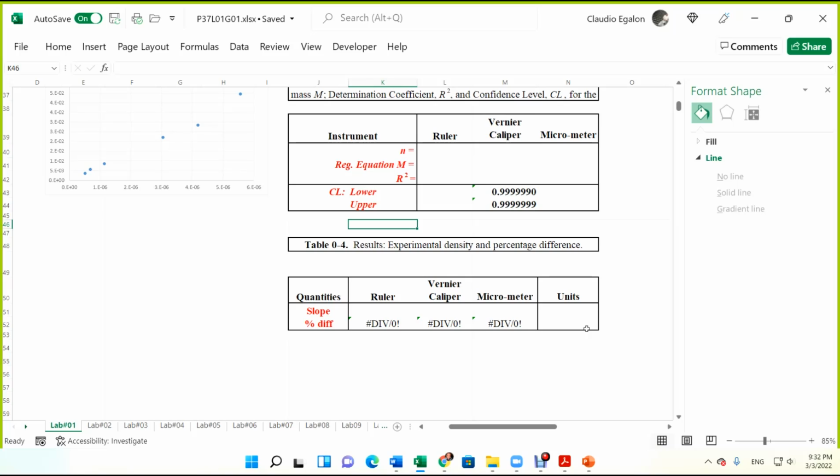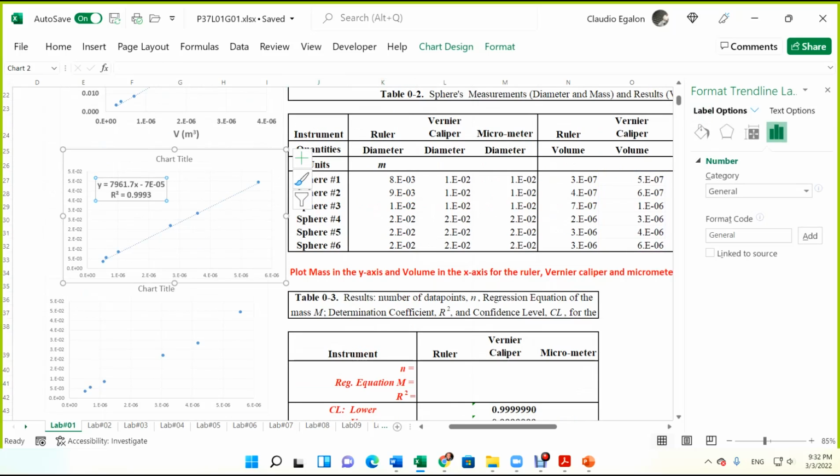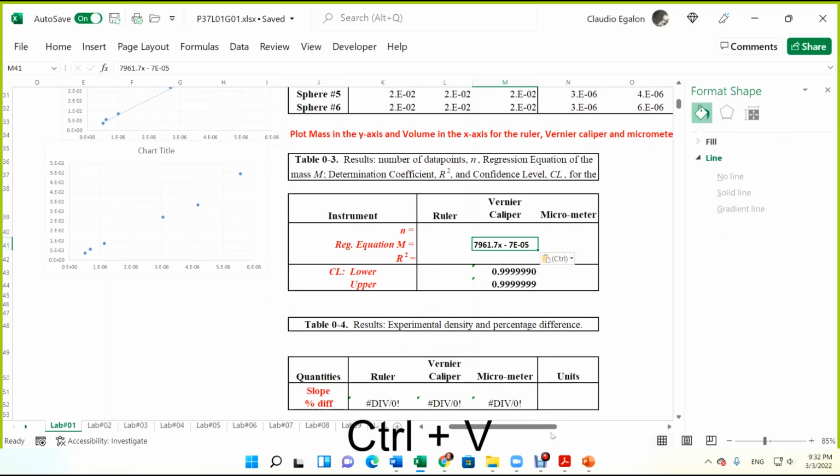The M in the table is the equation. See the equation here? You copy it and paste it here. So the X is in reality the V, right? Yeah, the X is in reality the V. That's what you do. Okay, I got it, thank you.